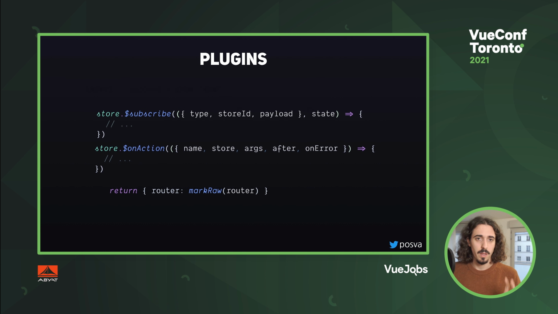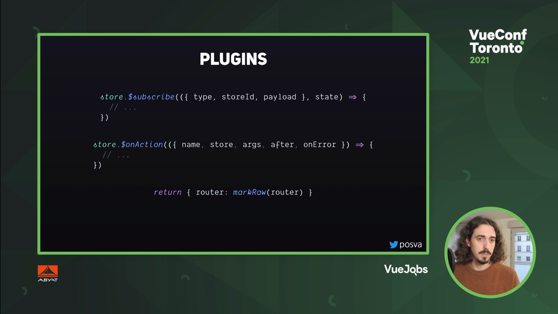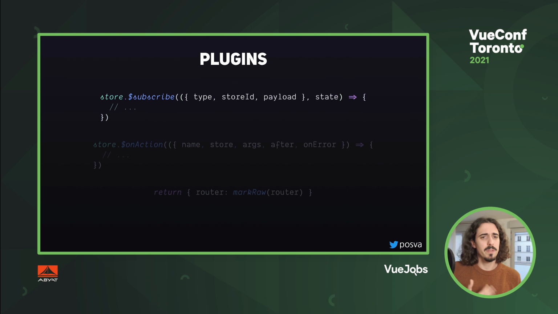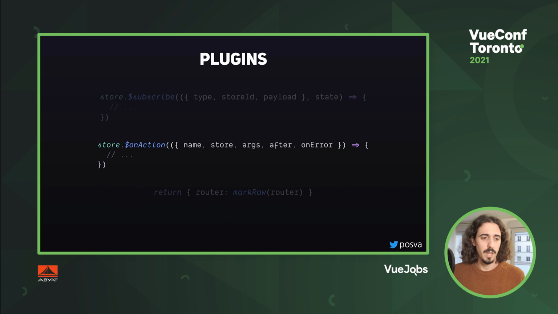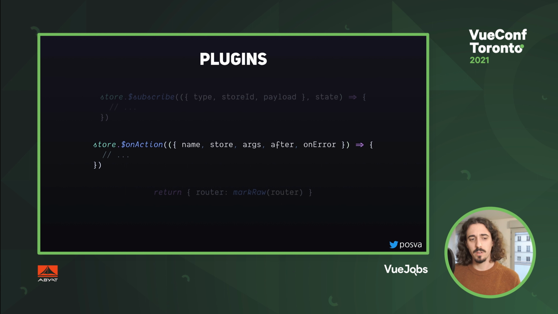So we have three main things we can do, as I was saying, in Pinia plugins. You can subscribe to state changes, and this is something that exists in Vuex as well. It gives you access to the type of the change, the ID of the store, a payload, depending on how you were modifying that state, and also the current state of the store in question. You can also trigger special behavior with actions. So you can run code before an action runs. You can run code after they have run. You can run code when they fail, or you can even cancel them if you want to.